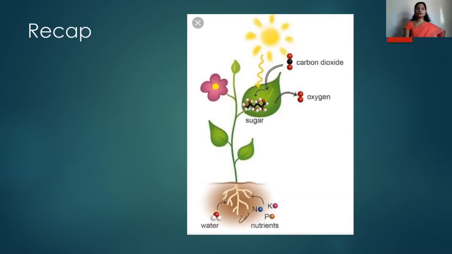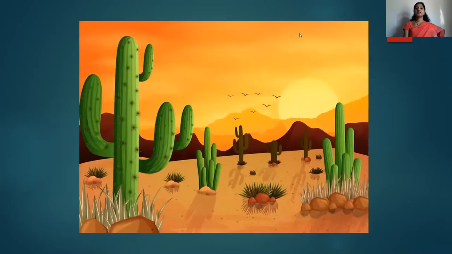What is the formula of glucose? C6H12O6. Right children? Very good. What is the formula of carbon dioxide? CO2. Very good. Here, if you observe, most of the plants have many green leaves. Right children? These leaves all prepare the food.